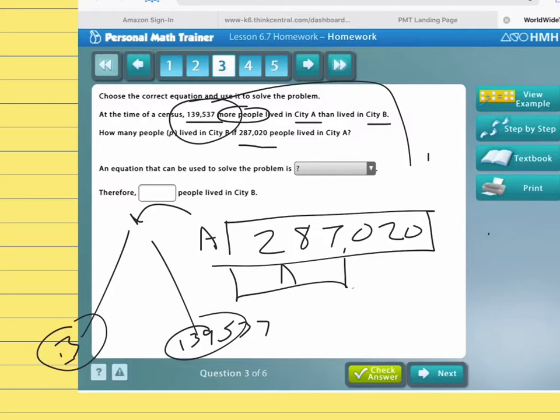We don't know City B, so this is a situation equation, but we do know that there are 139,537 more. So we're going to take 287,020 and subtract 139,537 to get our answer. And let's look at the view example on this.